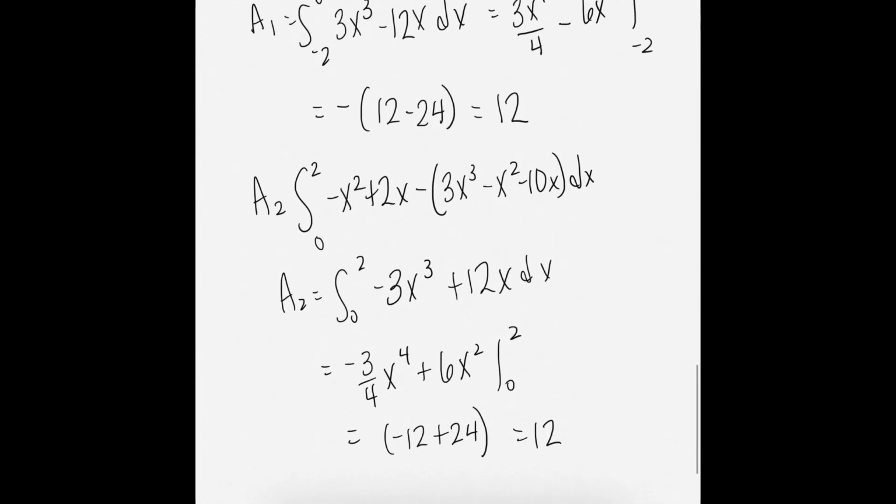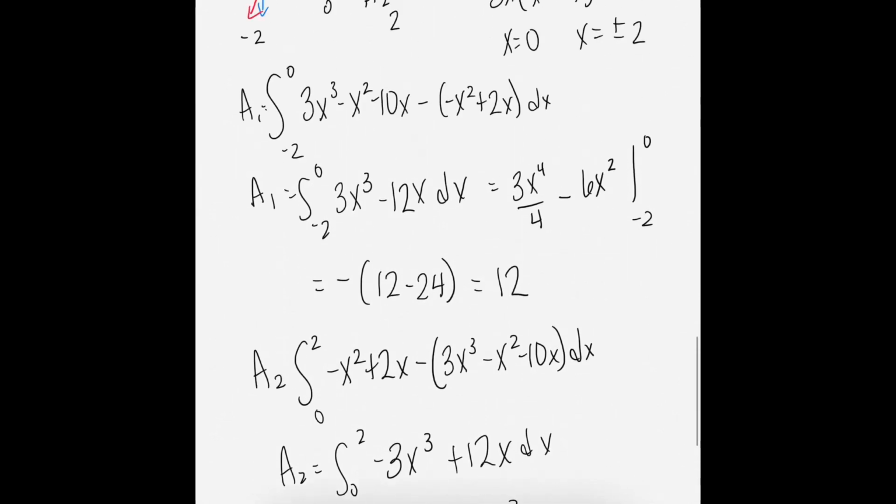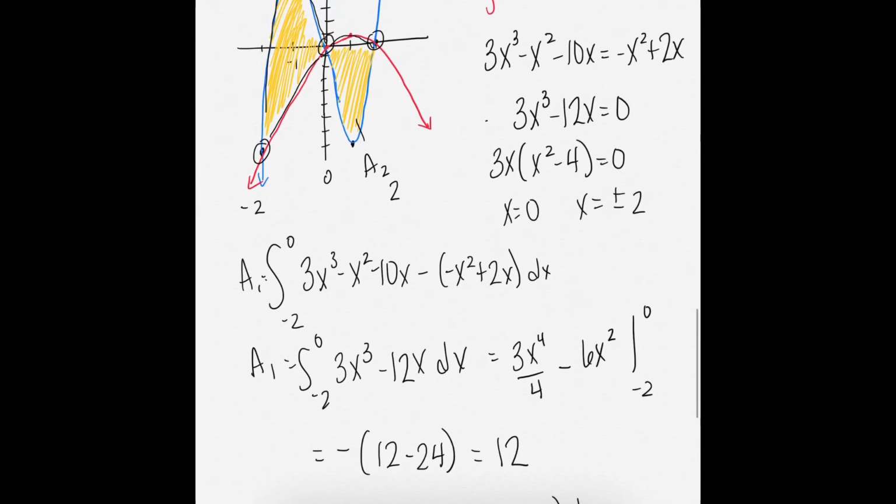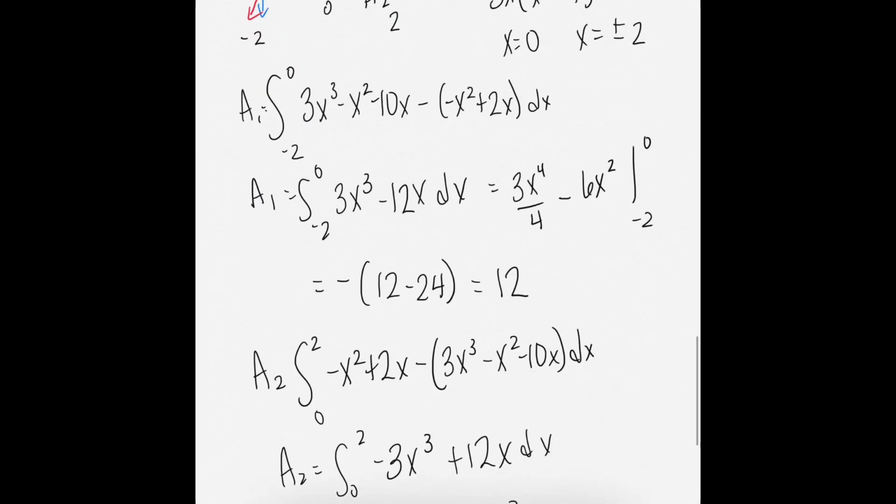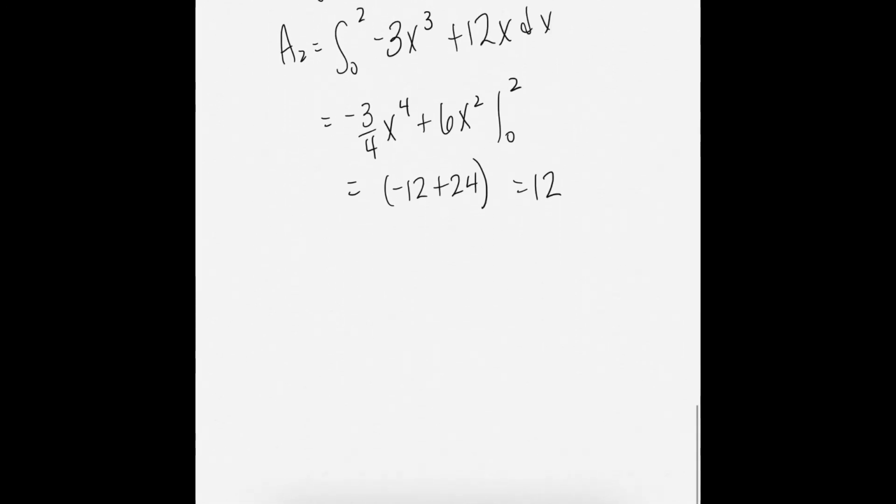It just so happens to be the very same area. That was my A2. A1 was 12, A2 was 12. So if we want to add them together to find the area between the curves from -2 to +2, we would say area 1 plus area 2 is going to be 24.